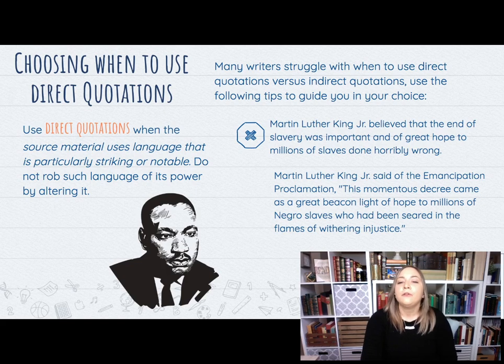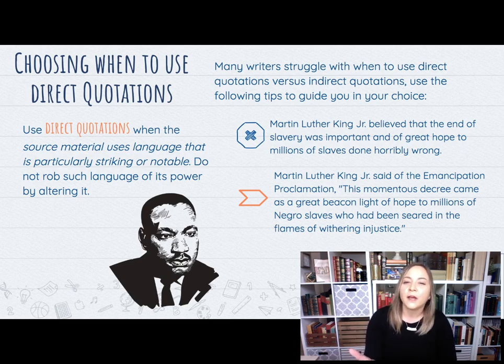All right. Martin Luther King Jr. said of the Emancipation Proclamation, "This momentous decree came as a great beacon of light of hope to millions of Negro slaves who had been seared in the flames of withering injustice." Okay, so while the paraphrase does get the general idea of that quote, so you can't say it's completely different, you get the gist, okay? It doesn't replace the weight and phrasing that obviously Martin Luther King Jr. came up with on his own.